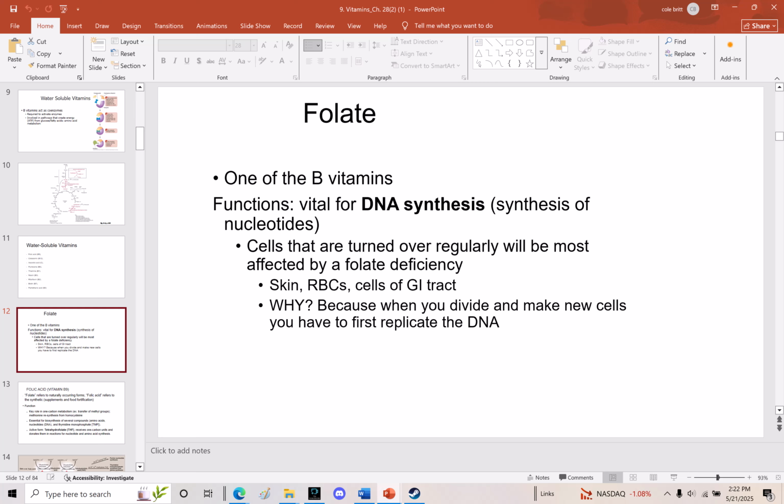Who all thinks it's false? No one wants to. Who thinks it's true? It is false. Essentially, we don't really see deficiency, first of all, because your gut bacteria will make enough menaquinone. We do see hemorrhage in infants, but we're talking about adults here.